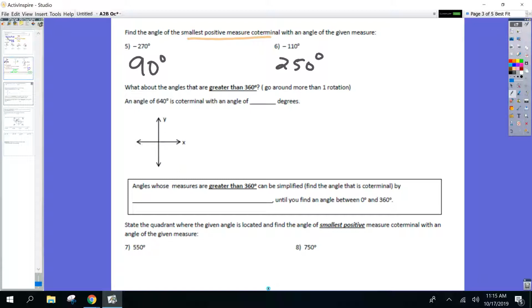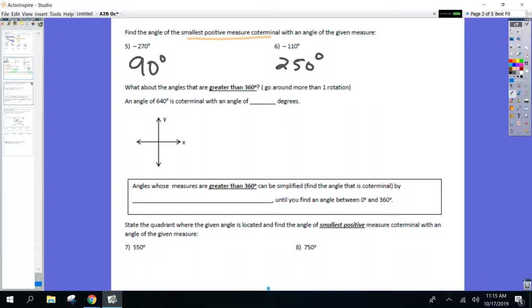Okay, what if the angle's not negative? What happens if I have an angle greater than 360 now? Number one, can I graph it? And the answer is yes. So I'm asking first to graph 640 degrees on there. All right, you go all the way around, guys. Where am I if you go all the way around?